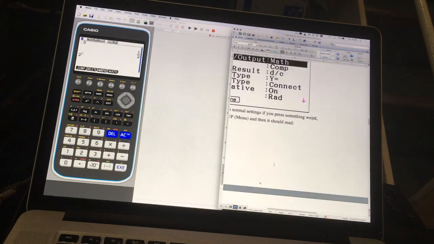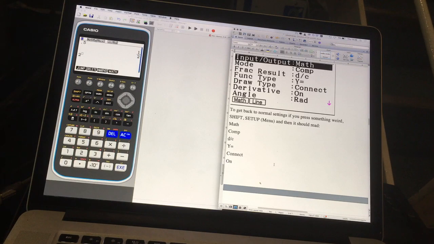I've given you guys a list in this document of the basic settings for the calculator, because I always get students coming to me saying, I've broken my calculator, I've done something weird to it. Those are the settings that you want to keep. So if you ever do break it, go back and change those.